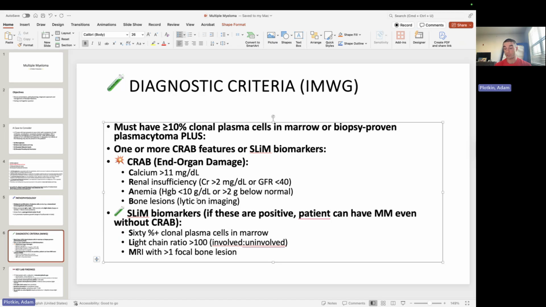And then bone lesions, right? Again, they're lytic in nature. They're not sclerotic or osteoblastic. They're osteolytic, okay? Very important. So osteolytic for multiple myeloma. So I need to see one or more of these.